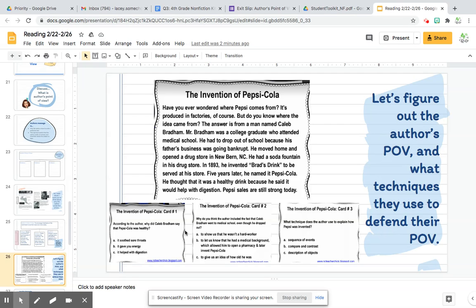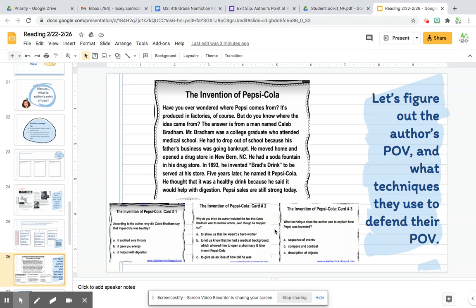Now, why do you think the author included the fact that Caleb Bradham went to medical school even though he dropped out? Why do you think we included that bit of evidence? Was it A, to show that he wasn't a hard worker? Was it B, to let us know that he had a medical background, which allowed him to open a pharmacy and later invent Pepsi Cola? Or C, was it just to give us an idea of how old he was? Why do you think the author included that? If you're thinking B, I believe you are correct. Okay, so he did have a medical background. That might kind of help persuade people about, yes, it was a healthy drink with digestion. Okay, but it did also allow him to open a pharmacy.